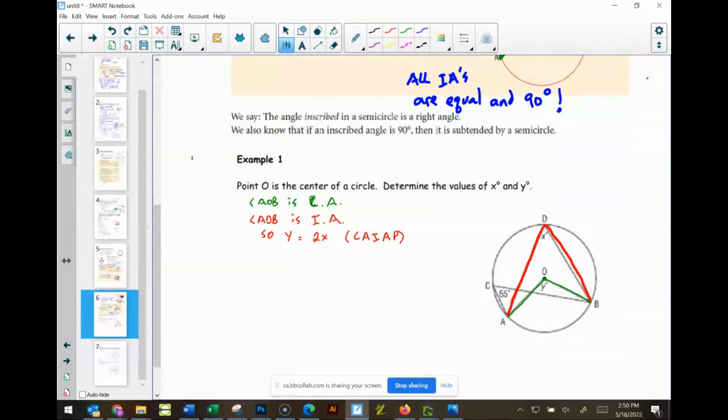I think that's going to help us out here because I am trying to find Y and I am trying to find X. But that first little chunk that I did there didn't solve the problem.